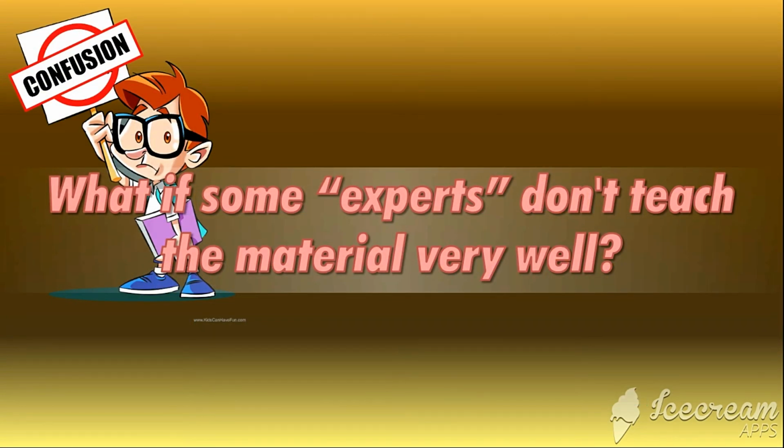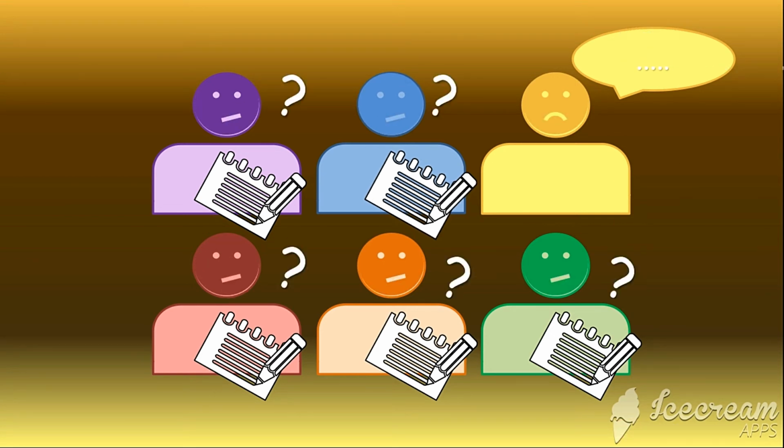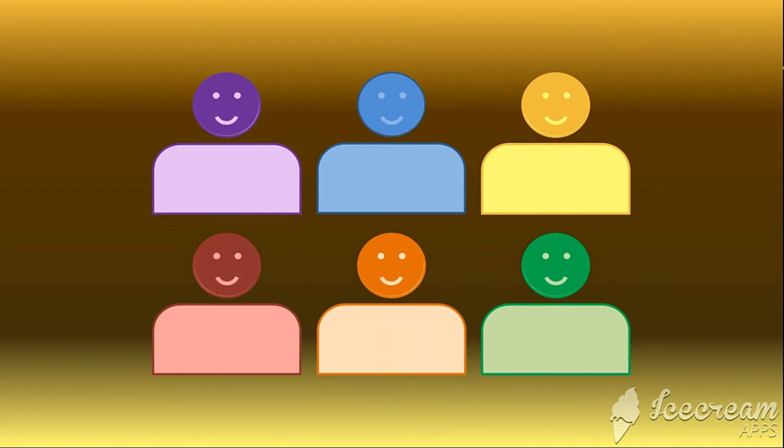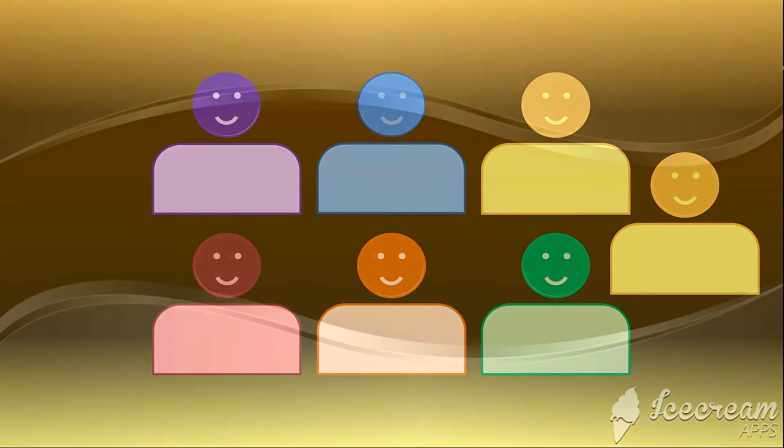Now, what if some experts don't teach the material very well? If this group is depending on this one student to teach them about fungi and he's not the strongest student, that group is kind of out of luck. You can anticipate this problem when creating your groups. One thing you can do, if you have an uneven number of students, is pair up 2 students in the same chunk who might be stronger together than they would be on their own.